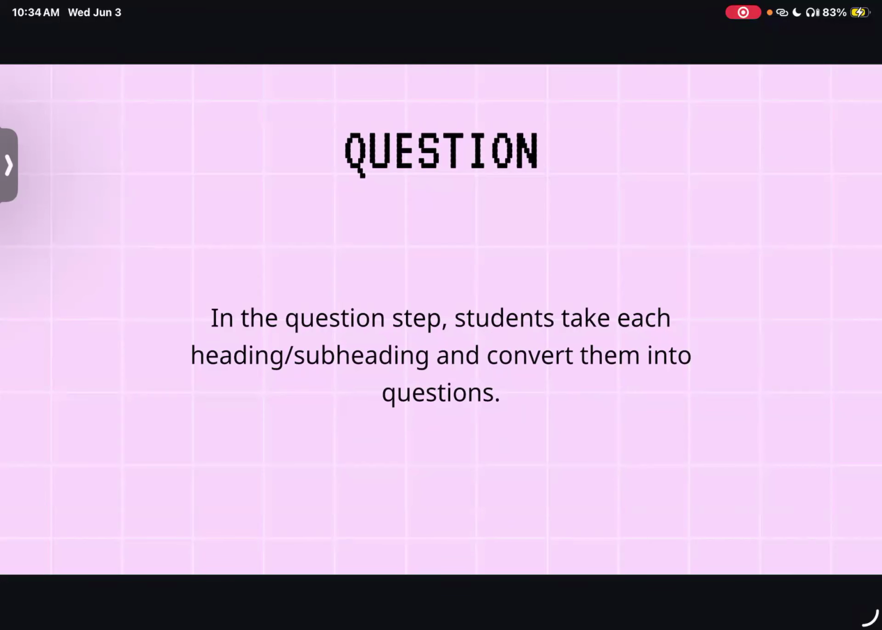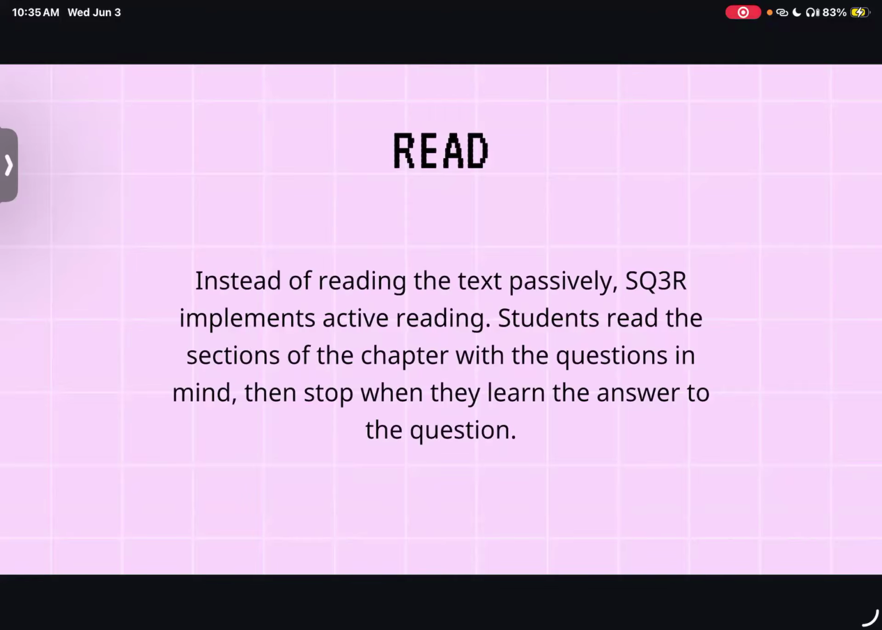The next step is question. And in the question step, you then take all of the subheadings and turn them into questions that you will then answer in the next step. In the reading step, you take those questions that you just formed and as you read, attempt to answer them. So it's not passively reading where you just start at the beginning and power all the way through. You have a goal in mind. And then once you have answered that question, you can stop reading that section and move on to the next one.